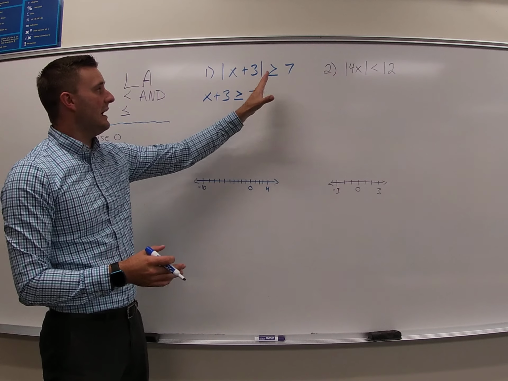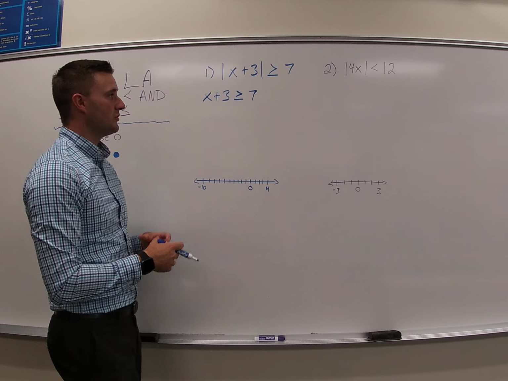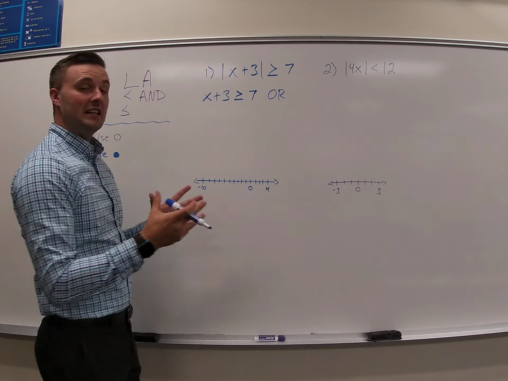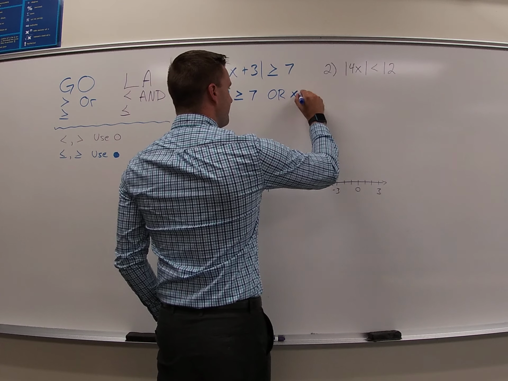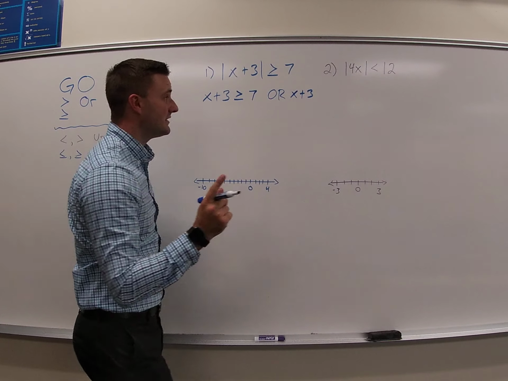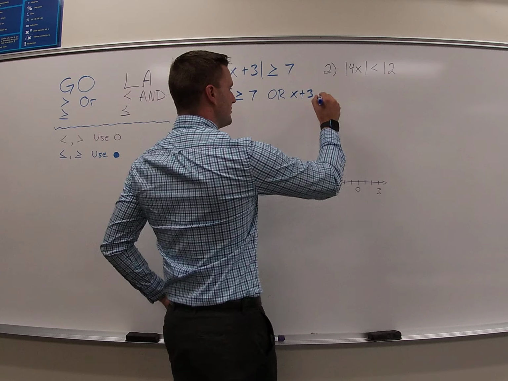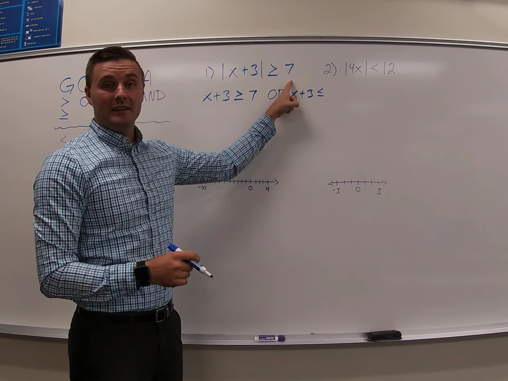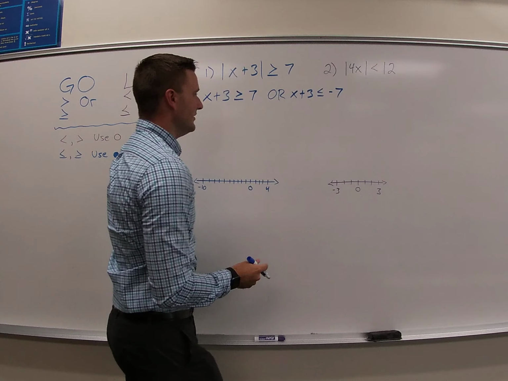So when I look at my symbol after I've isolated the absolute values, that's going to be what determines the word I use. So I'm going to use the word or. And then my second inequality symbol, write it just as I see it, just like equations. So x plus 3, but I'm going to flip the symbol. So instead of greater than or equal to, it's going to become less than or equal to, and I'm going to flip the sign. So instead of a positive 7, this is going to become a negative 7.